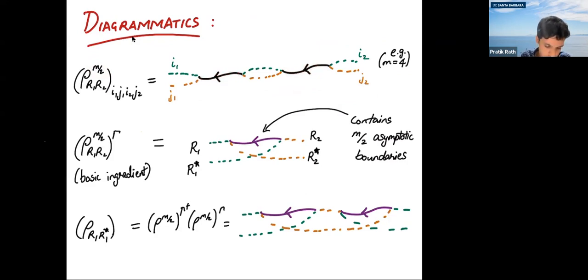Then we consider a particular involution of this. We just consider this rho to the m over 2 gamma, which will be a basic ingredient in this calculation, where all we've done is moved the green label from the right to the left and the orange label from the left to the right. This is just some trivial operation that we're doing abstractly. And this purple line is just representative of everything in the middle, which is m over 2 asymptotic boundaries glued together.